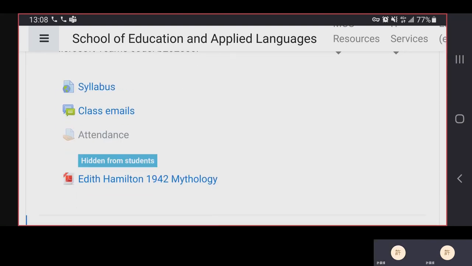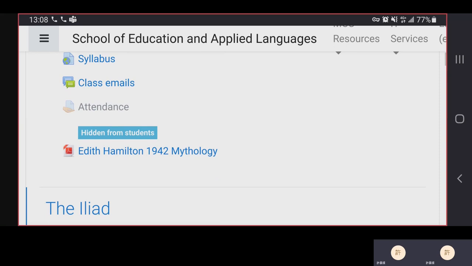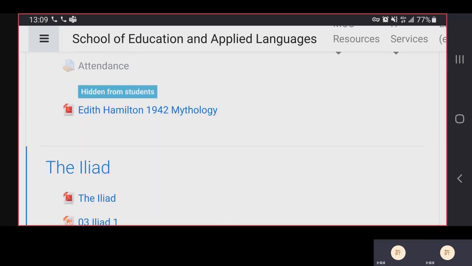Syllabus, we just looked at this. Class emails, if I send you a class email, the record will be here. Attendance, you can't see this, but this is where I will post your attendance grade at the end of the semester. This file, Edith Hamilton 1942 Mythology, this is a book.